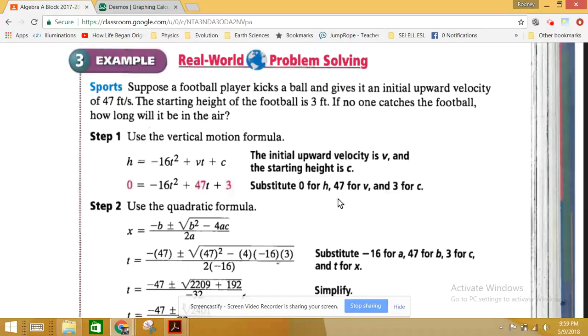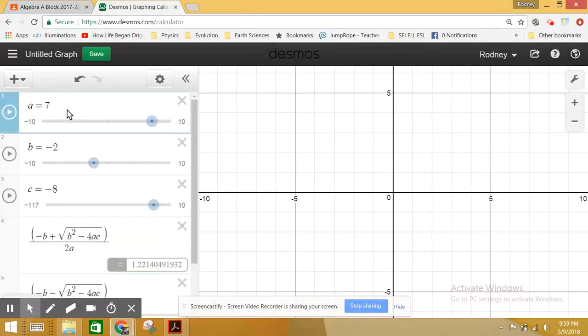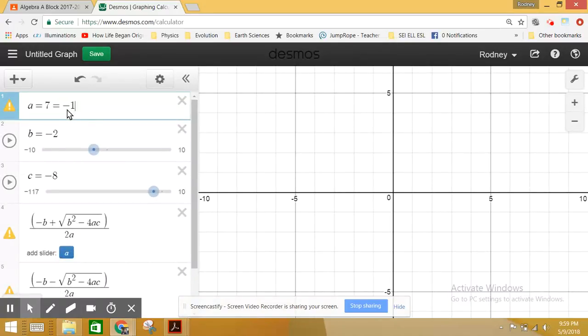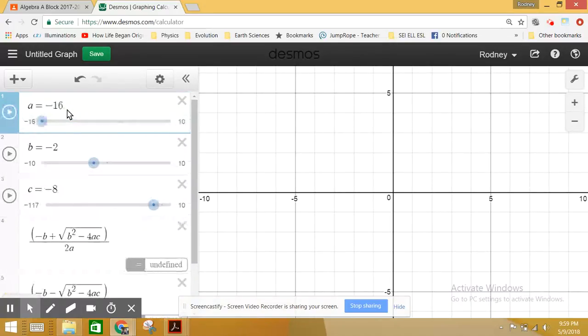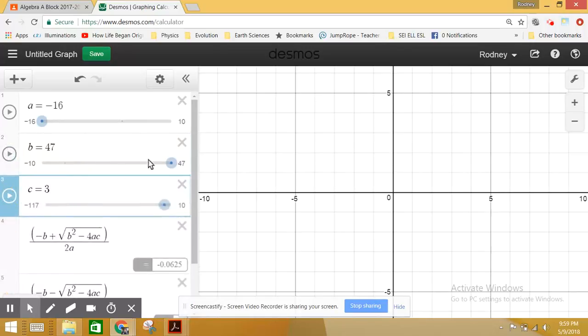Replacing the height with 0 because we want to know how long it'll be before it hits the ground. We've replaced the velocity with 47 and 3 for our constant, which is how high we started to begin with. We can take all of that information and plug it into our quadratic formula. This is half our gravitational acceleration, and that's A. So A becomes 16. And B was 47, our starting velocity. And C was 3 feet in the air to start off with.